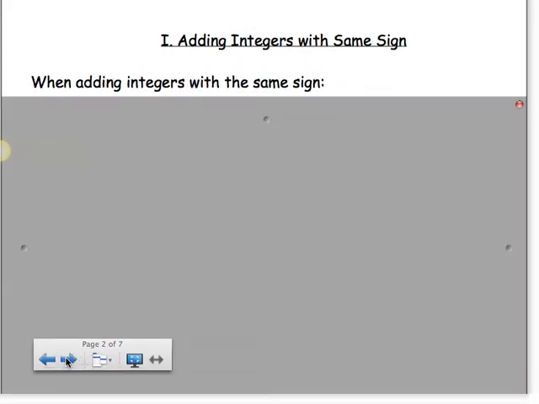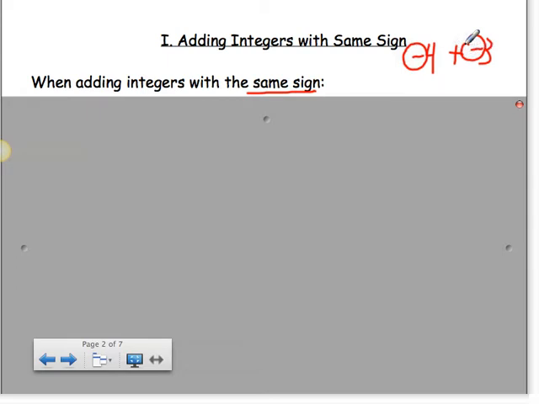So there's really three skills that we need to review here, even though there's only adding and subtracting. And the first is, how do you add integers when they have the same sign? So that's adding numbers such as -4 plus -3, two numbers that both have the same sign of a negative number.